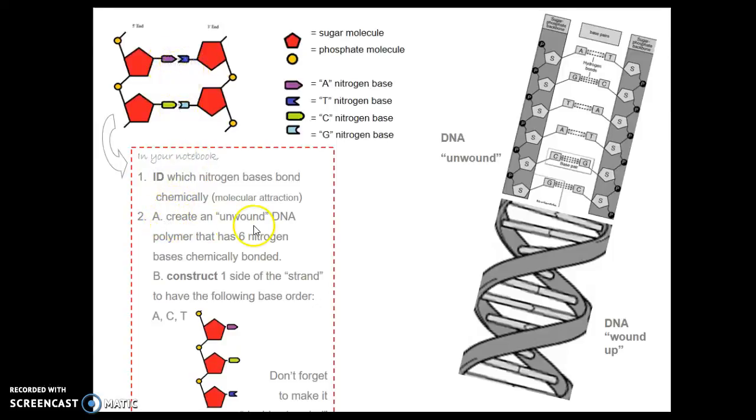All right, number 2 is create an unwound DNA polymer that has 6 nitrogen bases chemically bonded using this structure here. So draw this in your notebook, and then based on the shapes and the patterns of which nitrogen base bonds to which, create the other side of this. So you're going to draw a nucleotide here, and a nucleotide here that would bond to this other side. And so you'd have a double-stranded drawing of DNA in your notebook. And it would look similar to this, where you draw one side, you draw its other partner here and here. It would look similar.